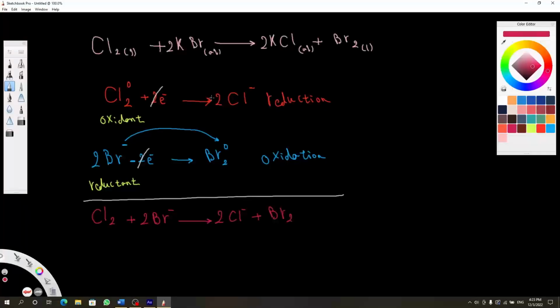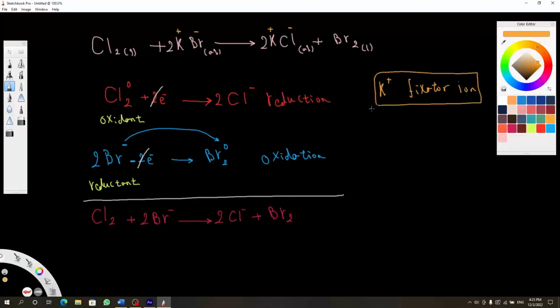Right? In this reaction, if you look at potassium, it is positive 1 and bromide has negative 1. In the products, potassium still has positive 1, while chloride has negative 1. What I mean is, potassium did not change its oxidation state, which means that potassium is a spectator ion. Our observation for this reaction is as follows.